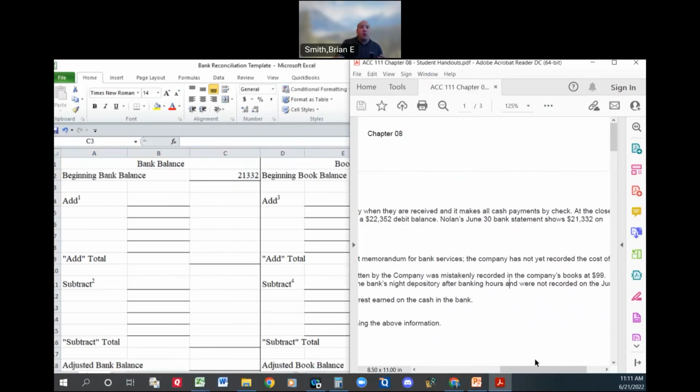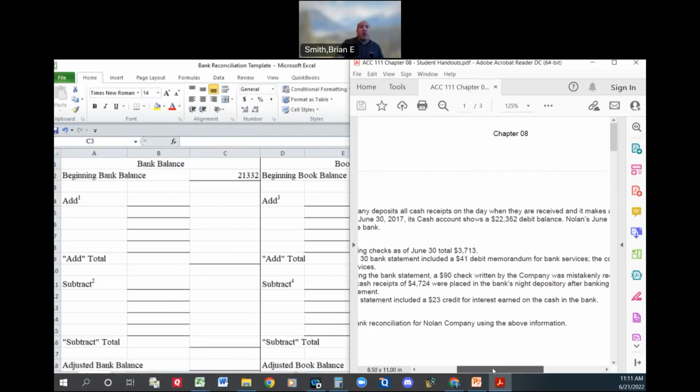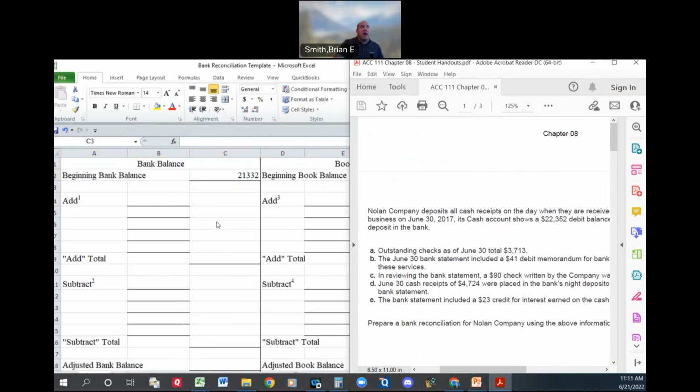Now remember, the book has you go through and try to find all the bank side first and then do the book side. I don't do it that way. I do it very differently. I'm going to do it based on transaction. I'm going to start off with this first one and just move my way through it and put it where it impacts. So this first one says outstanding checks as of June 30th total $3,713.